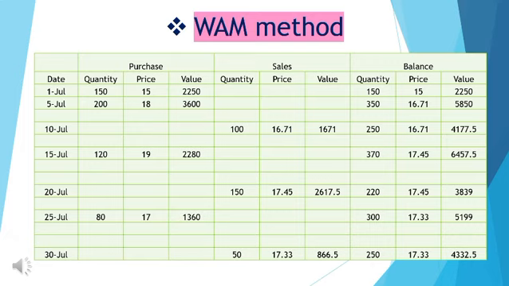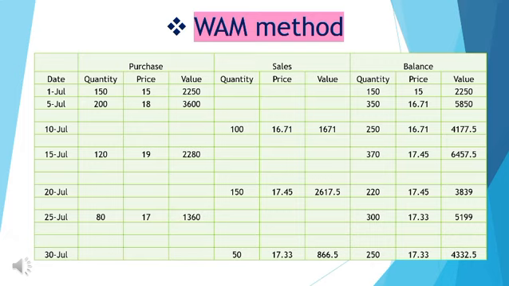How can we calculate this purchase value? It is the same as the previous purchase value calculation. 200 units multiplied by 18 rupees. This purchase value is 3600.